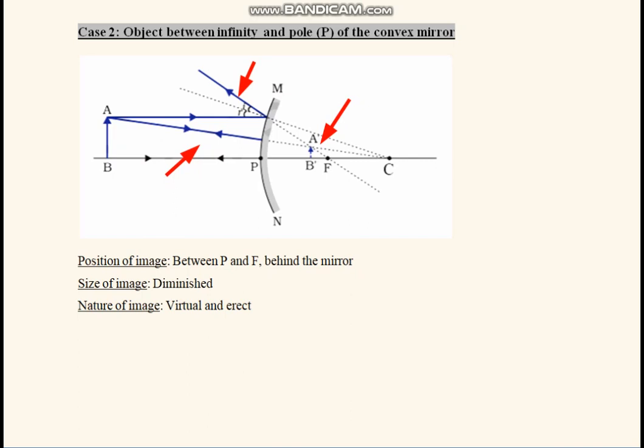So we see that in this case the image lies between the pole and the focus and behind the mirror also. The image is diminished; however, it is larger than in the previous case, but still diminished, that is, it is smaller than the object. And the image is virtual and erect since it is forming behind the mirror and the rays are not actually intersecting at the point of the image.